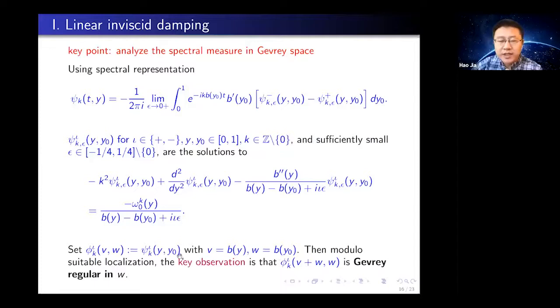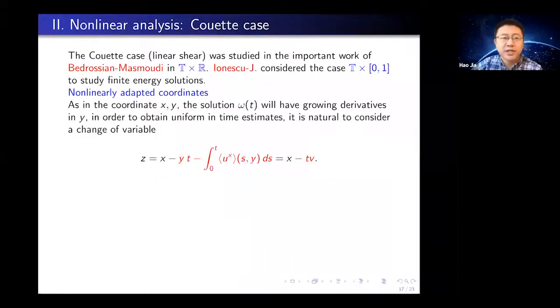If you make a change of variables, setting v as by, w as by naught, the singularity will be transformed to 1 over v minus w. That's still singular in both v and w, but if you shift v to v plus w, then the singularity becomes 1 over w times 1 over v. In that case, this function will be completely regular in w. That's the key singularity structure one has to capture in order to prove regular Gevrey smoothness of the stream function. Okay, so that's all I want to discuss about the linear flow.